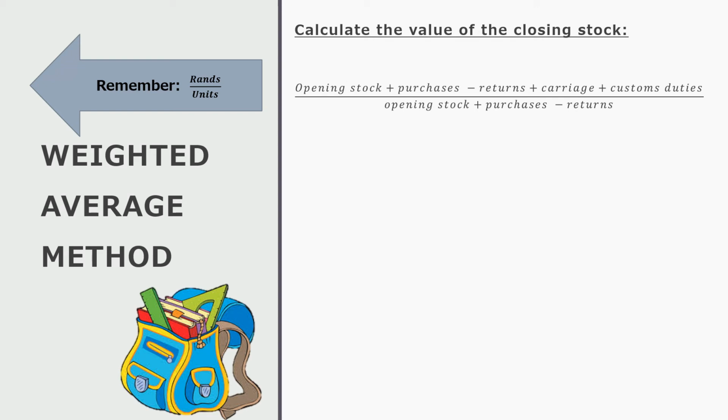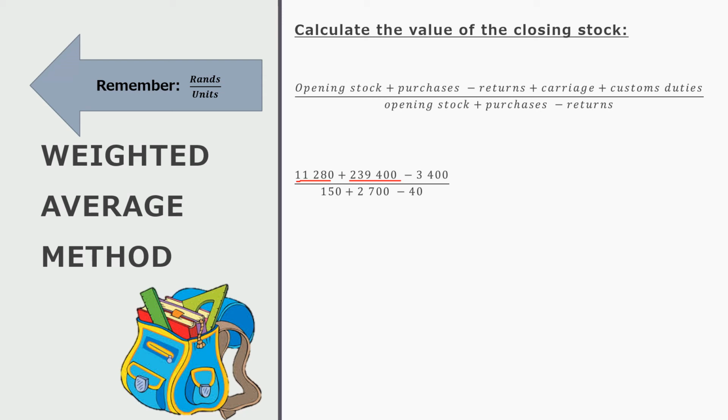Okay, we're going to divide that by the opening stock in units, the number of units that we had in stock at the beginning of the year, plus the additional purchases that we'd made during the year, and then minus the returns. If you look at our example now, the opening stock rand amount was 11,280. The total purchases made during the year is 239,400.